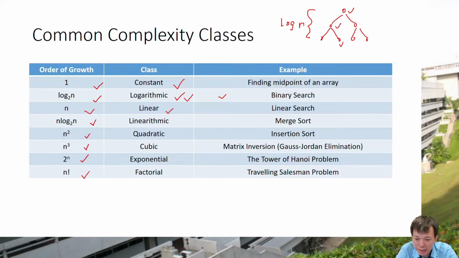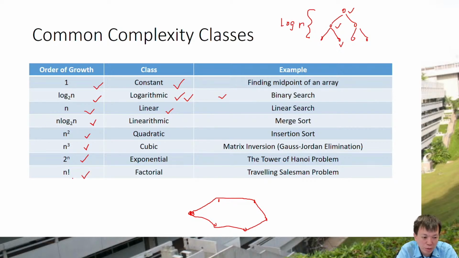The last one is the traveling salesman problem. Basically, say the US has 50 states, so 50 cities you need to visit. You need to find the shortest path to visit all the cities and go back to the initial city, the first city. To search all of this is n factorial.